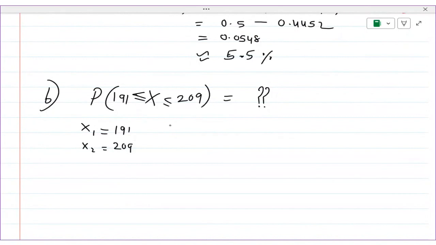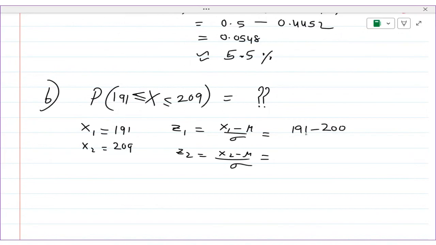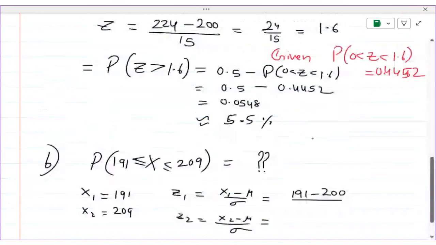Now we'll convert them in terms of z. So let us call z1 is x1 minus mean divided by sigma, and z2 is x2 minus mean divided by sigma. The lifeline, as I keep calling it, is that if you have to do a question on normal distribution, you first convert it in terms of the standard normal distribution. To convert to the standard normal distribution, we use this transformation, x minus mu divided by sigma.